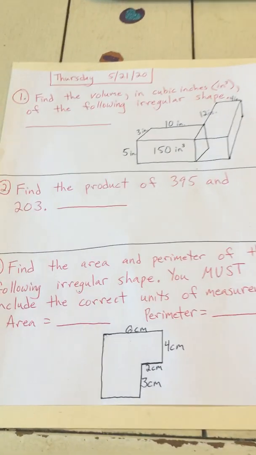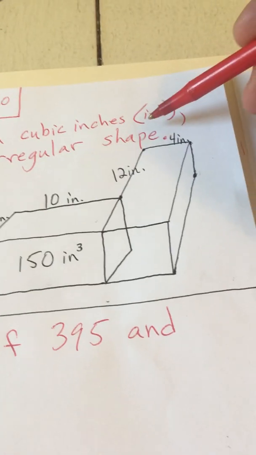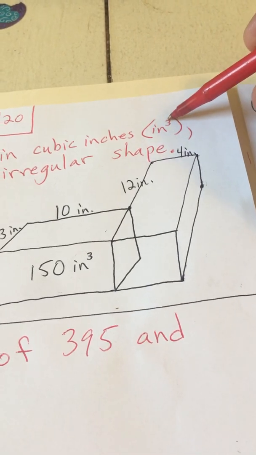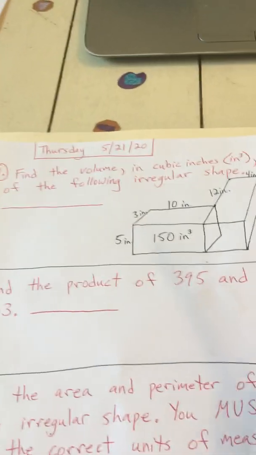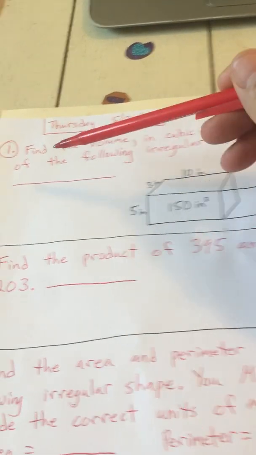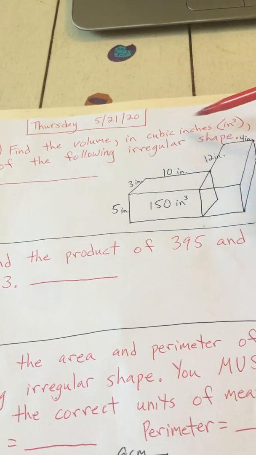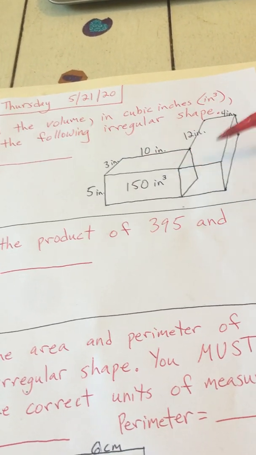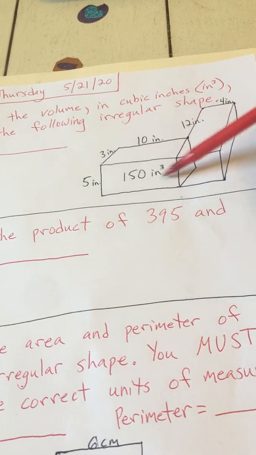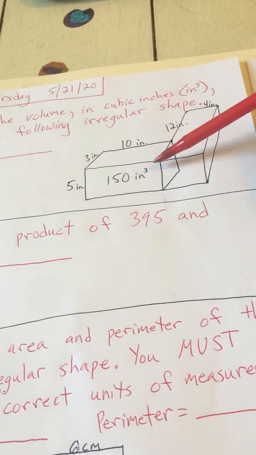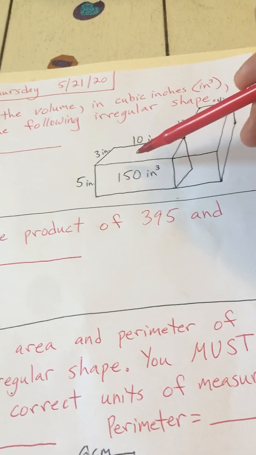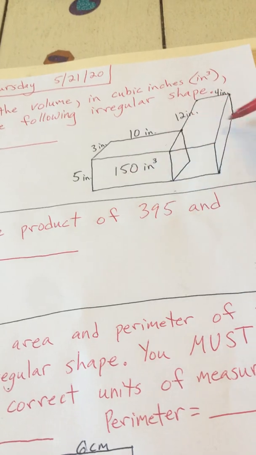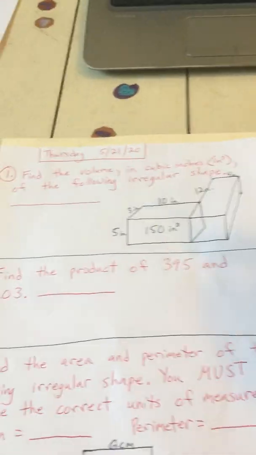It says find the volume in cubic inches, which are inches cubed, which means inches times inches times inches. So inches times itself 3 times, or cubic inches. That's what we measure volume in, if it's inches. So it says find the volume in cubic inches of the following irregular shape. It's irregular because it's actually two rectangular prisms that are put together here. You can see pretty clearly this one meets up with this one here. So if we find the volume of this one, which they already gave us, and we find the volume of this side and add them together, then we'll have the total volume of the whole shape.